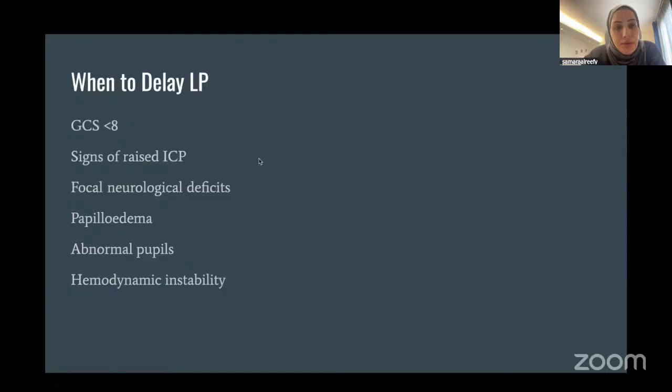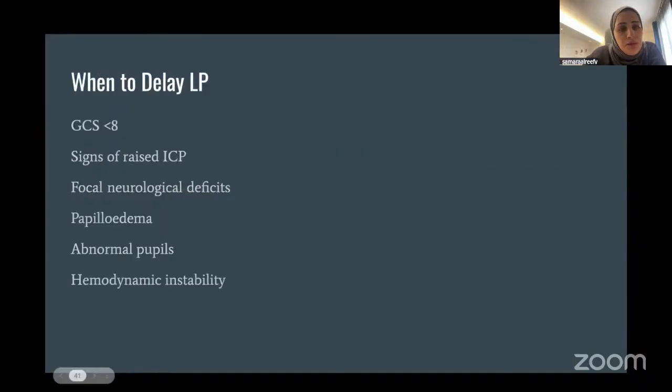When do you delay lumbar puncture? When is it contraindicated? If you have a Glasgow Coma scale less than 8, if you have signs of raised intracranial pressure, such as papilloedema, focal neurological deficits, so pupils non-reactive or unequal, so papilloedema, abnormal pupils, and in cases of hemodynamic instability.